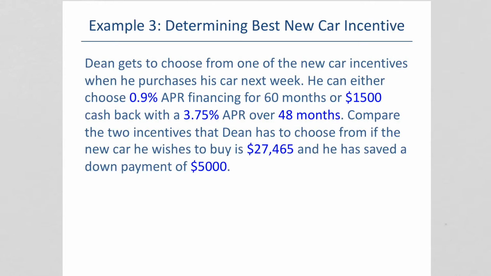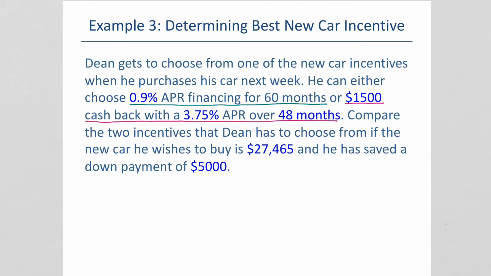Dean gets to choose from one of the new car incentives when he purchases his car next week. He can either choose 0.9% APR financing for 60 months or $1,500 cash back with a 3.75 APR over 48 months. Compare the two incentives that Dean has to choose from if the new car he wishes to buy is $27,465 and he's saved a down payment of $5,000.